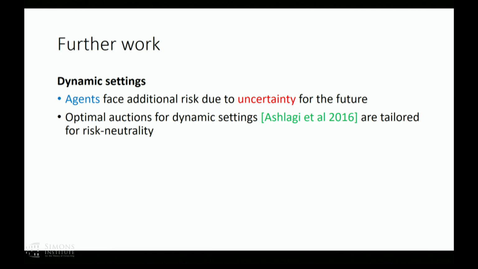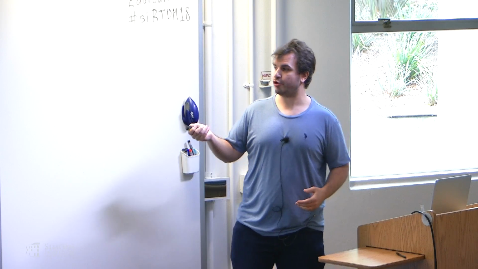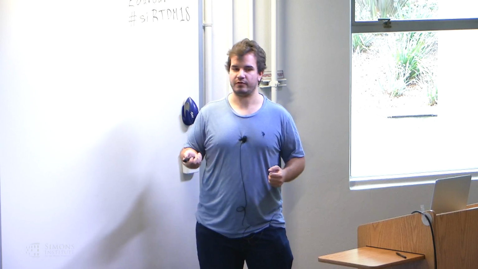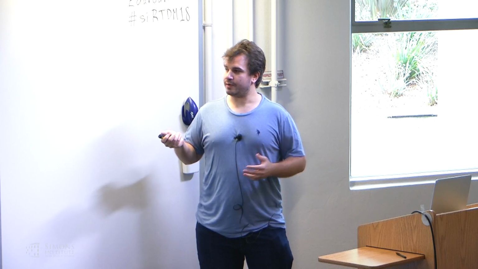For that, particularly, optimal auctions for dynamic settings are tailored for risk neutrality and actually have almost 0 revenue with risk-averse agents. So we had an example in the static setting where by not taking advantage of risk aversion, we were not harming ourselves. We're just not gaining as much as we could. But for dynamic settings, optimal auctions start failing if we have risk aversion, for example. So that's a very interesting topic to see what happens here.